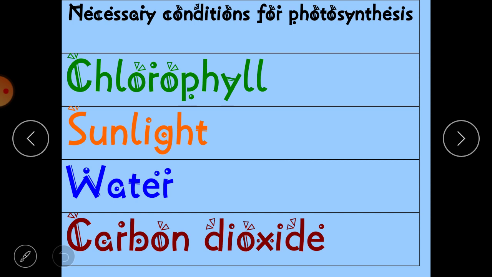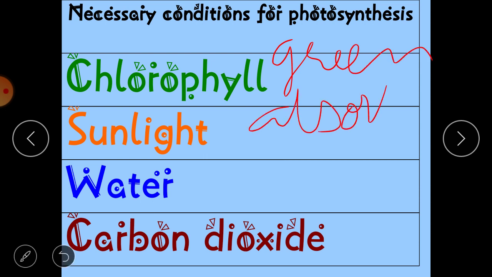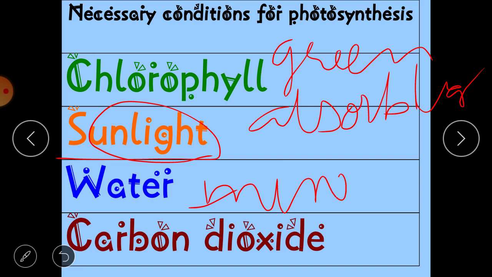See, my dear students, chlorophyll helps to make the leaves green and helps to absorb light also. Okay. And sunlight provides energy for the formation of food. Water helps minerals to reach the leaves. It helps in transportation of minerals through the stem. And carbon dioxide, that plays a major role.